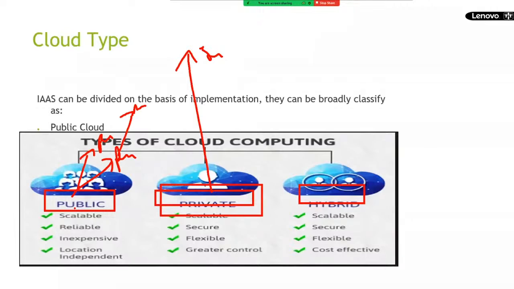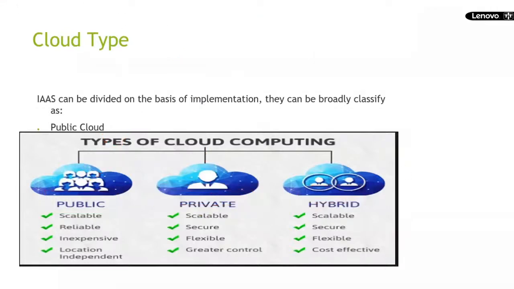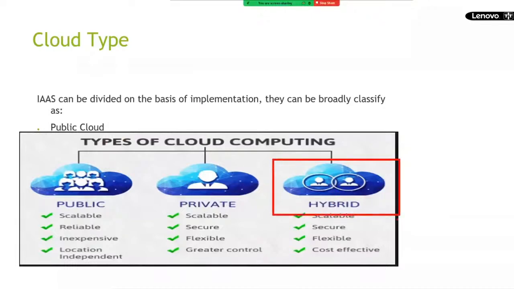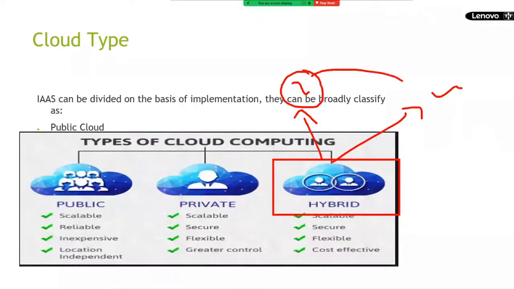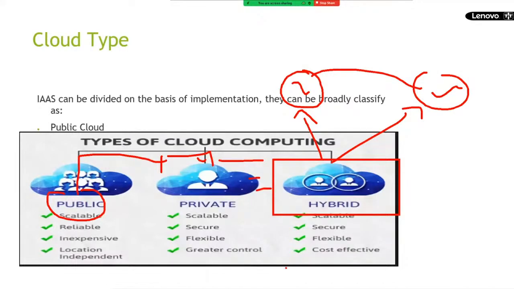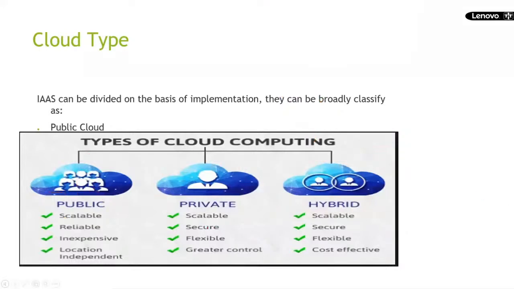Hybrid is quite a common keyword nowadays. Hybrid model: 2 days work from home, 3 days work from office. What does that mean? The combination of office plus home is called hybrid. In the same way, the combination of public plus private cloud is called hybrid cloud. I hope you understand. A few applications run in public and a few in private, and if we establish communication between them, that is hybrid cloud.